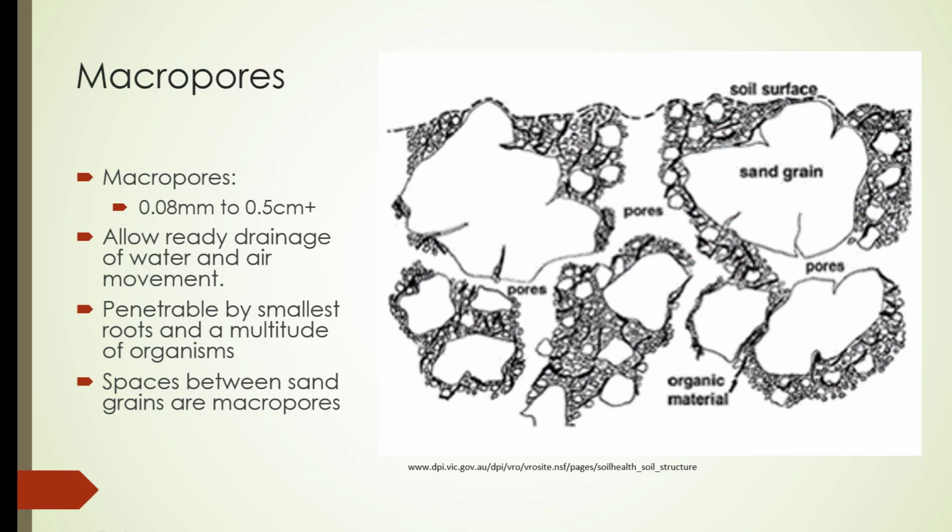Macropores are quite large, and they allow ready drainage of water and air movement. Some of the smallest roots can move through there, and a multitude of organisms. So the spaces between sand grains are often macropores.